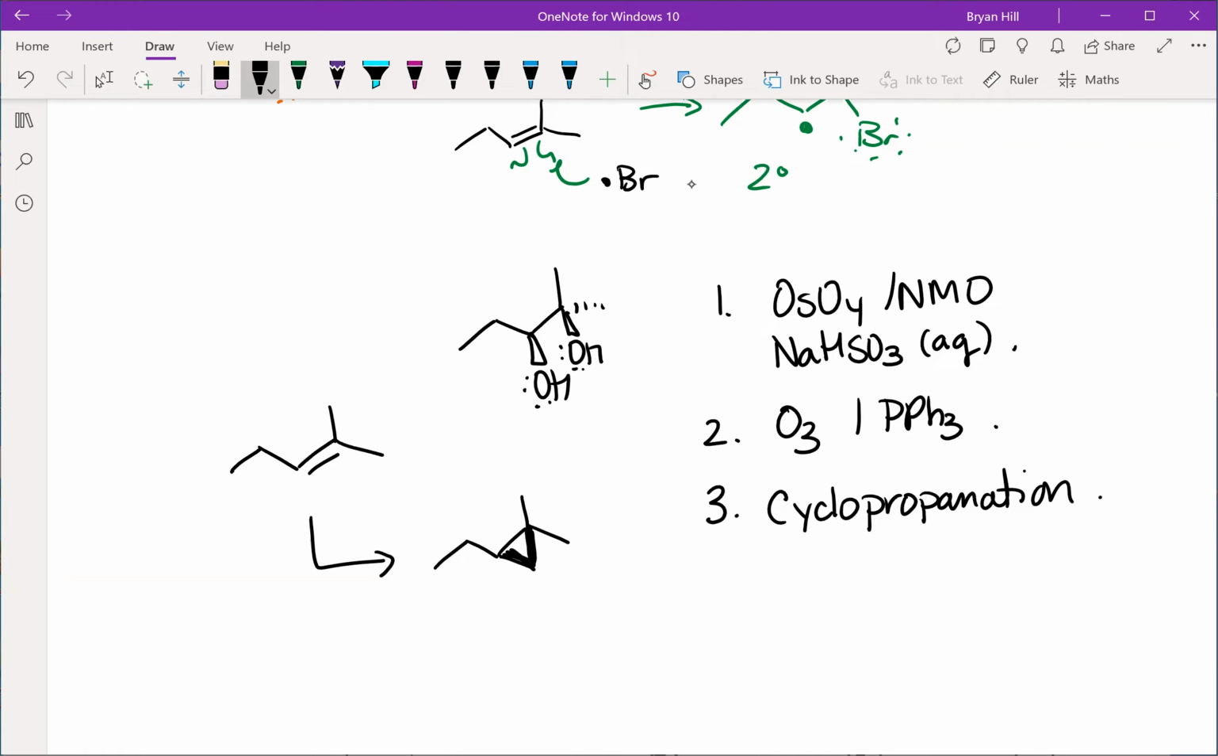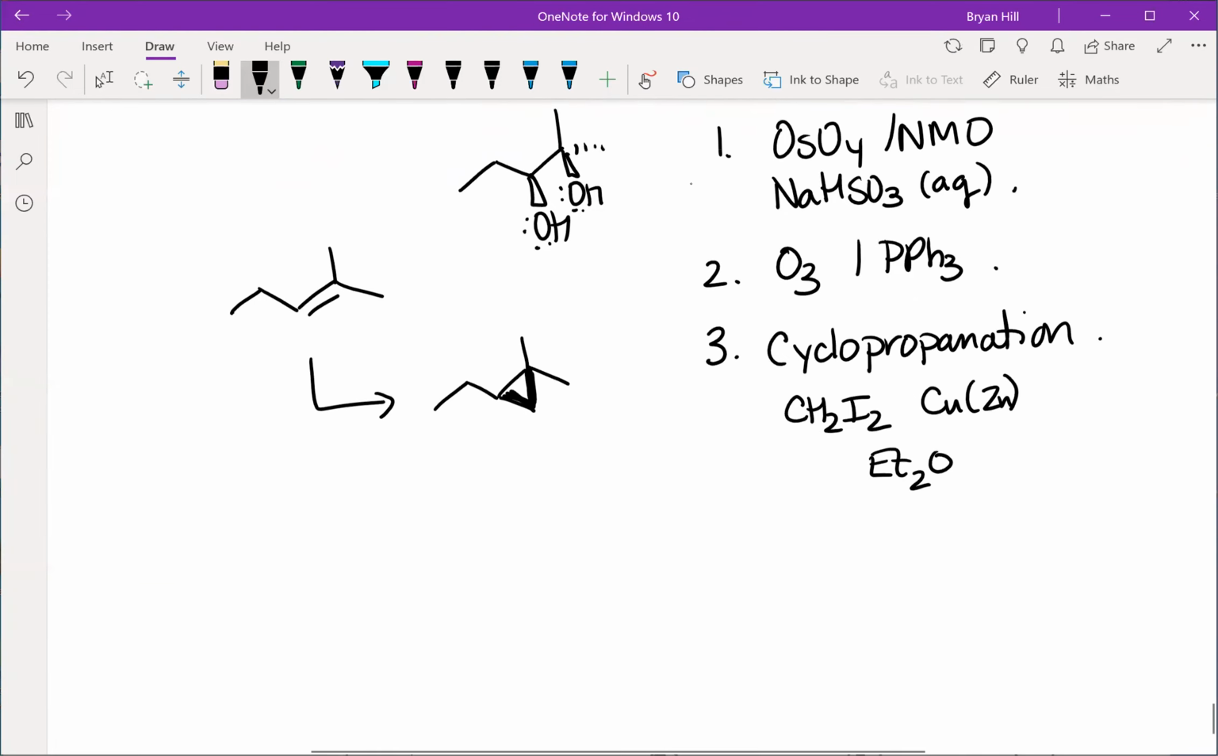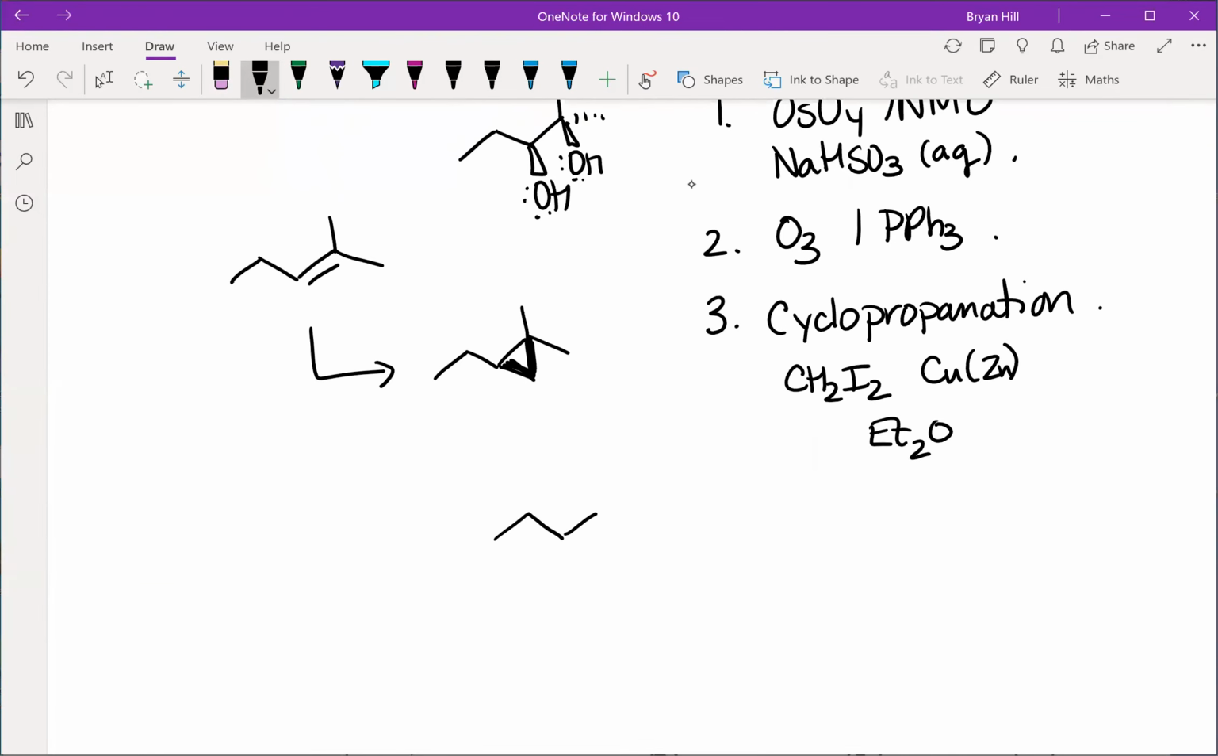So remember, this was diiodomethane, copper, and zinc in diethyl ether. So the key part for the cyclopropanation was that it was a stereospecific reaction. If you had a trans double bond, you would make a trans epoxide, so to speak. So not epoxide, cyclopropane.